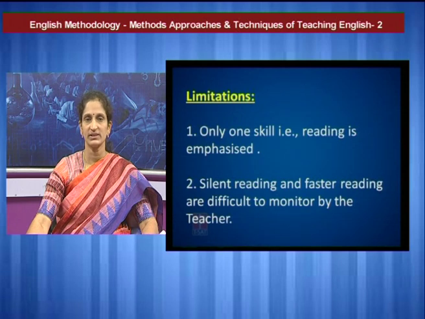Coming to the limitations of Dr. West's method: only one skill, that is, only reading skill is emphasized here. And silent reading and faster reading are difficult for the teacher to monitor. Reading skill can be developed through loud reading, silent reading as well as faster reading. These are the three types of reading.